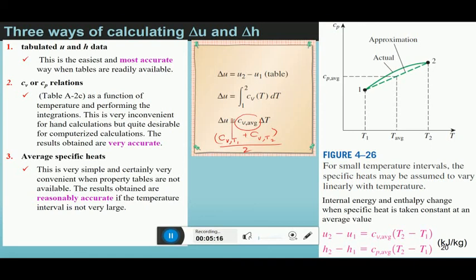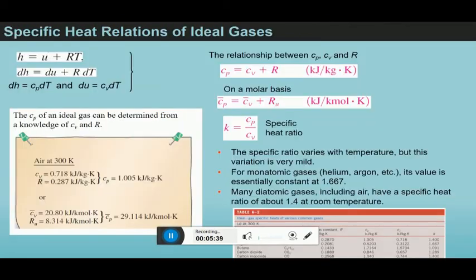When we are calculating average specific heat, we are assuming that the specific heat's change with temperature is linear. However, the change of specific heat from one temperature to the other is not going to be linear. Therefore, you will have a small error when you are using average specific heat.